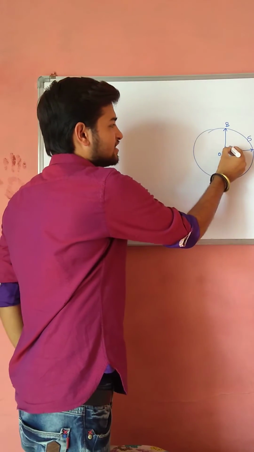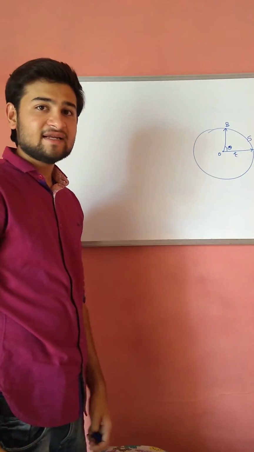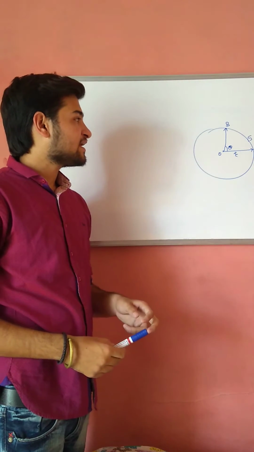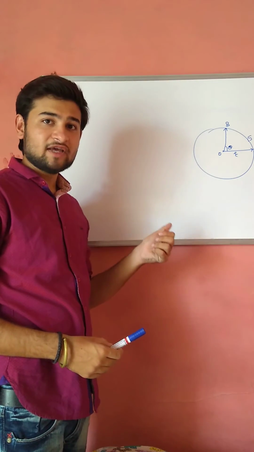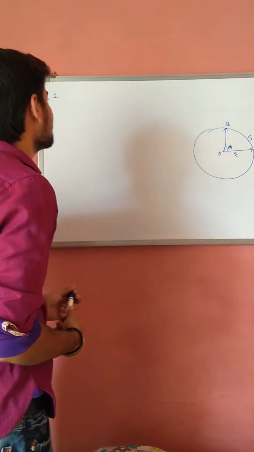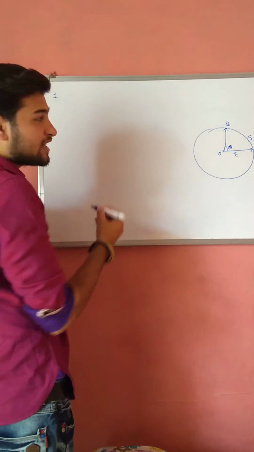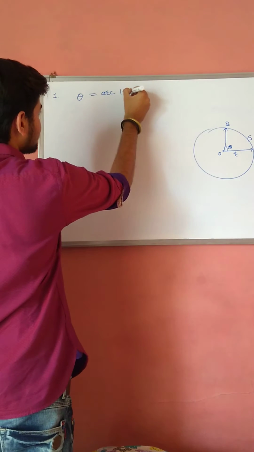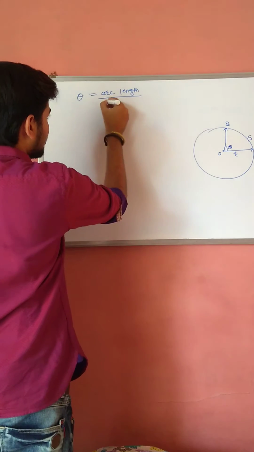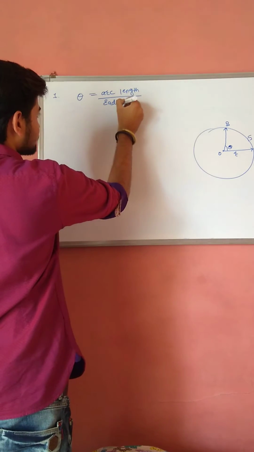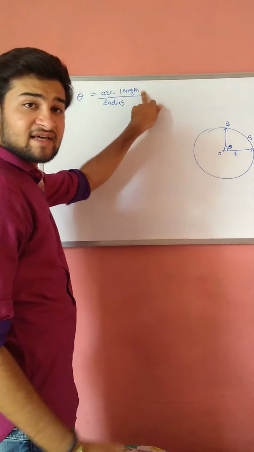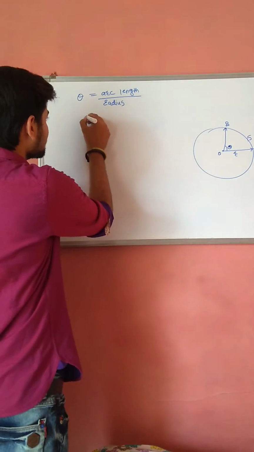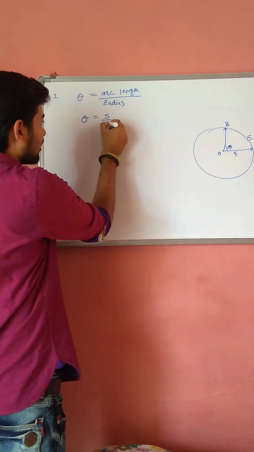This theta is your angular displacement, and it is defined as the angle made by the radius vector at the center of the circle with respect to time. Angular displacement is given by theta, where theta is equal to arc length upon radius. Here the arc length is S and the radius is r, so theta is equal to S upon r.